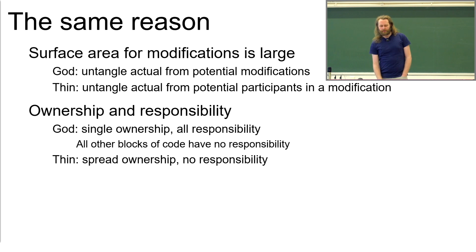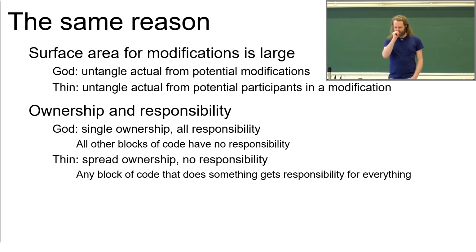If you spread everything out thinly, then you have spread ownership. So the ownership is spread everywhere, and nobody has any responsibility for anything explicitly, because in order to have responsibility, you're responsible for multiple modifications in multiple places at multiple times from multiple sources. So nobody's responsible, everybody's kind of overriding each other at all times. So any block of code that has access to one thing has access to basically everything.